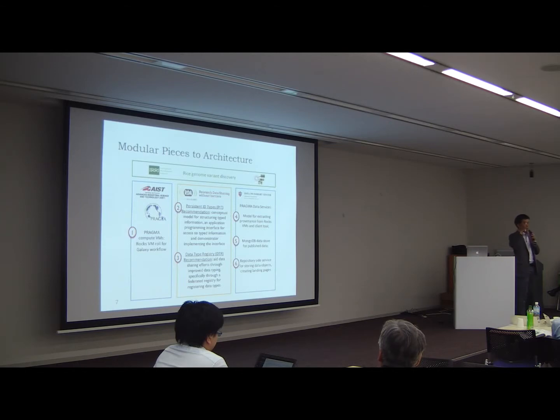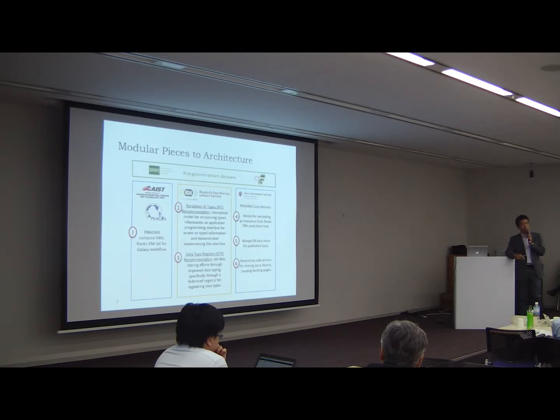So as I said, we took this modular architecture, modular approach. AIST provided some of the infrastructure, some of the computing, the virtual machines that we would run some of the experiments on. We took two different outputs from the RDA, the persistent ID types and the data type registry.